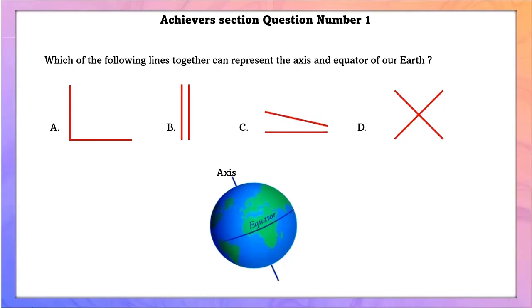Here is a model of our Earth. As you can see, the lines together that represent the axis and equator correctly match up to the option number D.